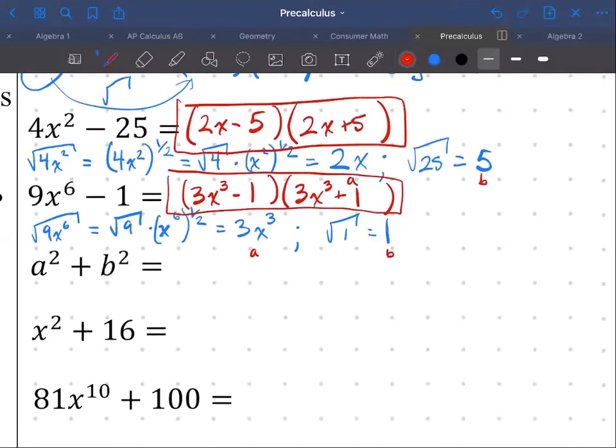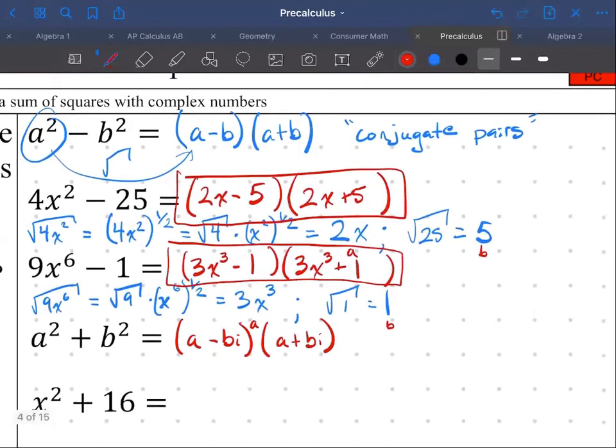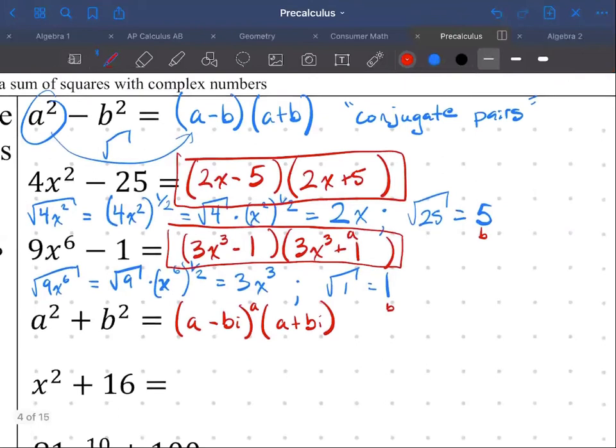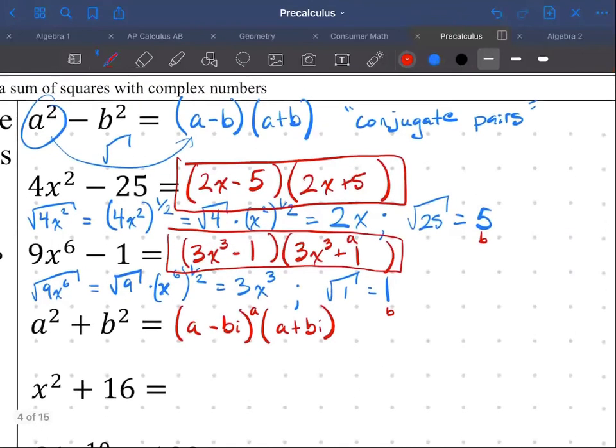Here's the formula that you have to have. It is A minus BI times A plus BI, which looks really similar, right? It used to be A minus B, A plus B. Now I just have an I in it. Sneaky.